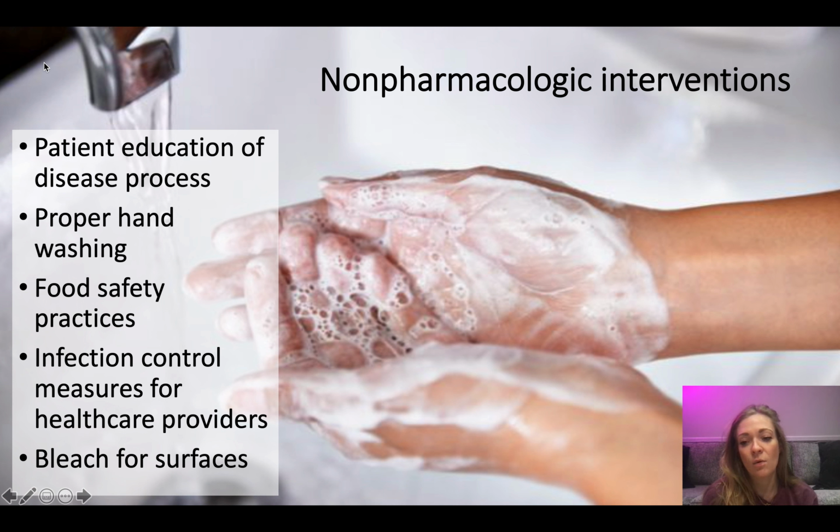Patients should be aware of the importance of bleach in cleaning surfaces in settings of outbreak, and proper food safety practices should be discussed. Ensuring fruits and vegetables are washed thoroughly, and foods containing meats and eggs are fully cooked and maintain proper temperature control. In addition to hand washing, healthcare professionals should maintain infection control measures when taking care of patients with diarrhea, including the use of gowns and gloves.